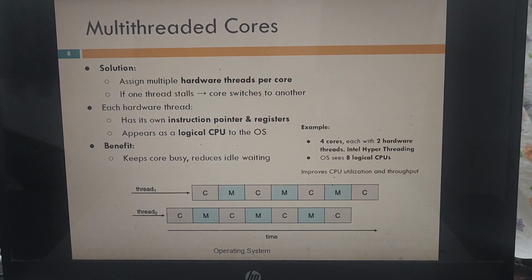while the signal has been sent to retrieve data from the memory, instead of being idle and waiting, this CPU will switch to another of the assigned processes. So this keeps the CPU busy, reduces idle waiting. That is the solution to the memory stall problem.